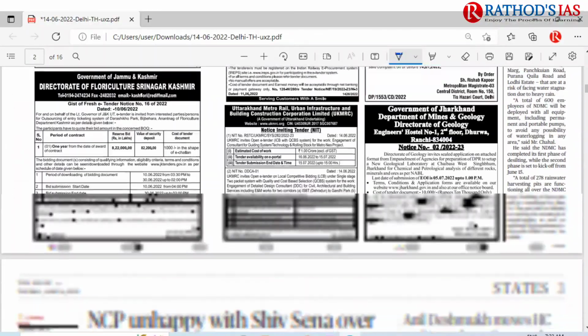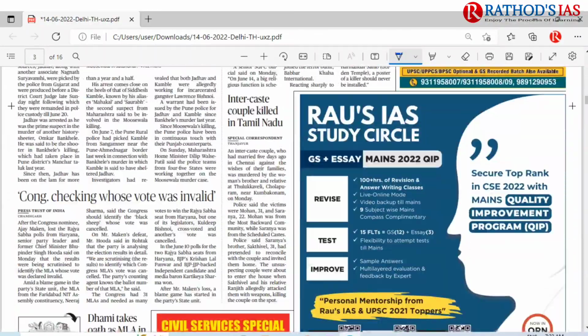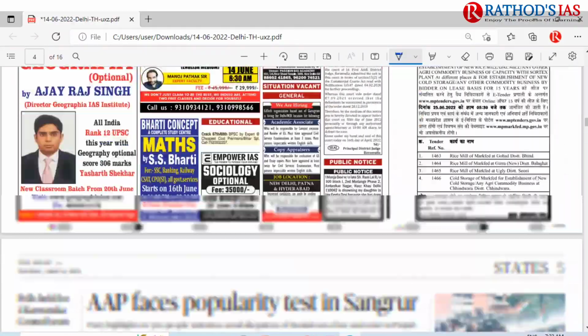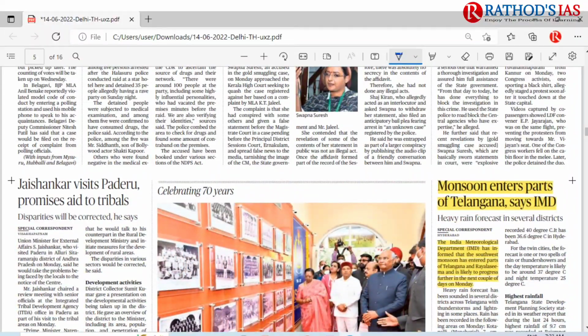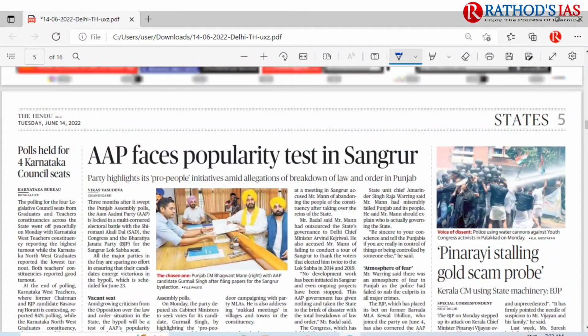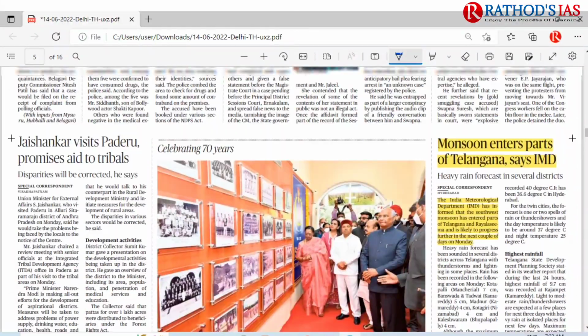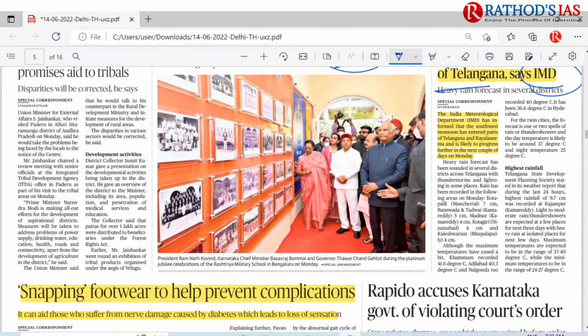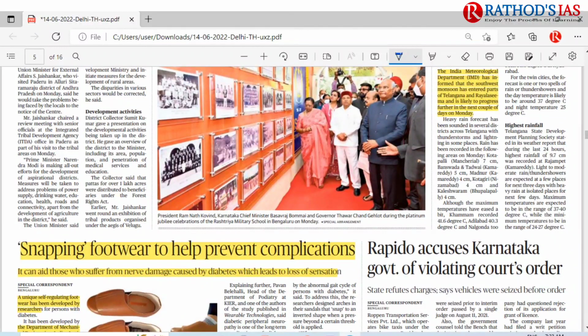There is nothing much important on this city page, and on page number 3 also I didn't find any article which is much relevant. You can directly see the article on page number 5: "Monsoon enters parts of Telangana, says IMD". Here you need to know the facts regarding the IMD, that is the India Meteorological Department. I already discussed this topic a number of times, and now it is time for revision.